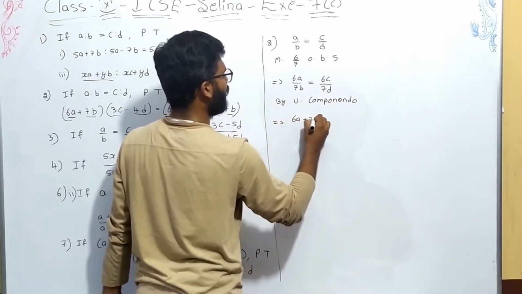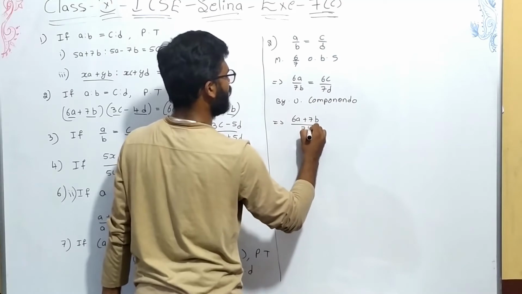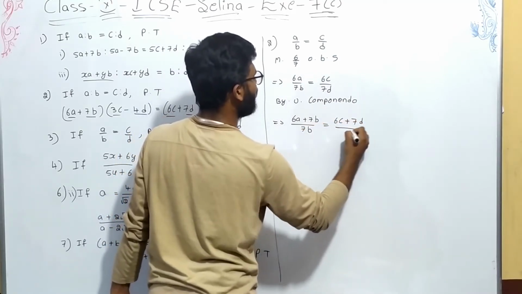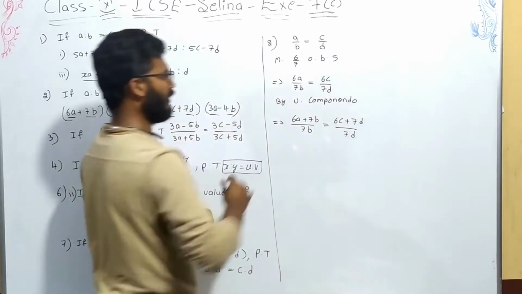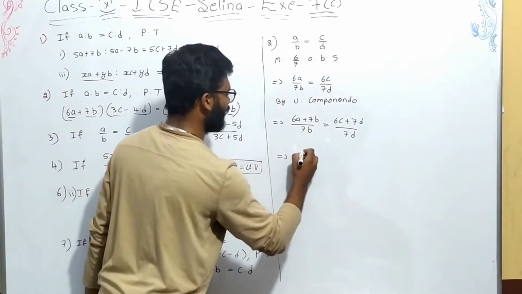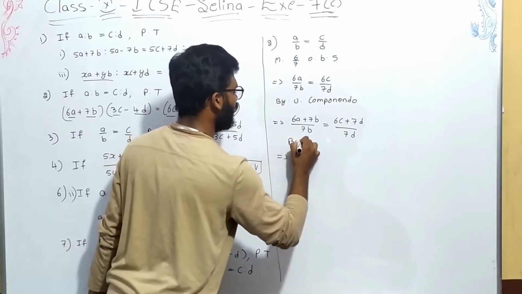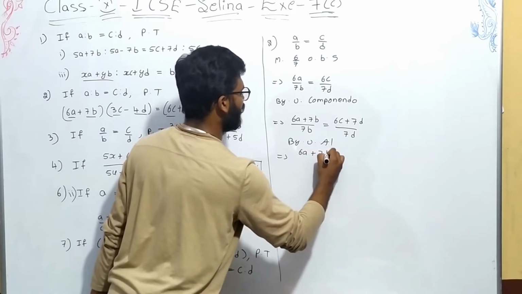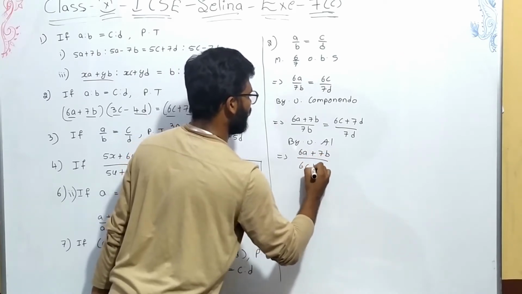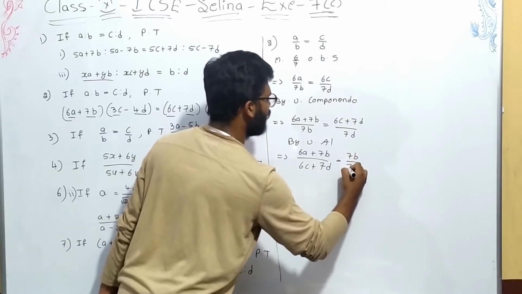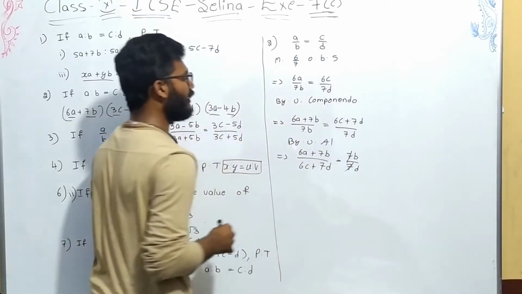6a plus 7b by 7b is equal to 6c plus 7d by 7d, right? Now, if I use alternendo here, what will I get? 6a plus 7b by 6c plus 7d. Why? Because I want only these two. So 7b by 7d is nothing but b by d.